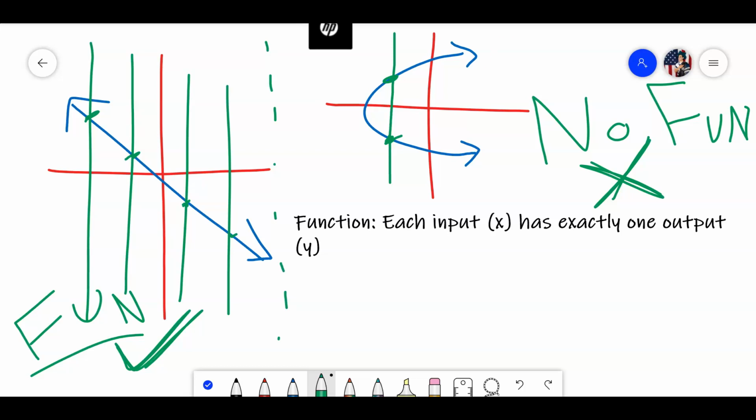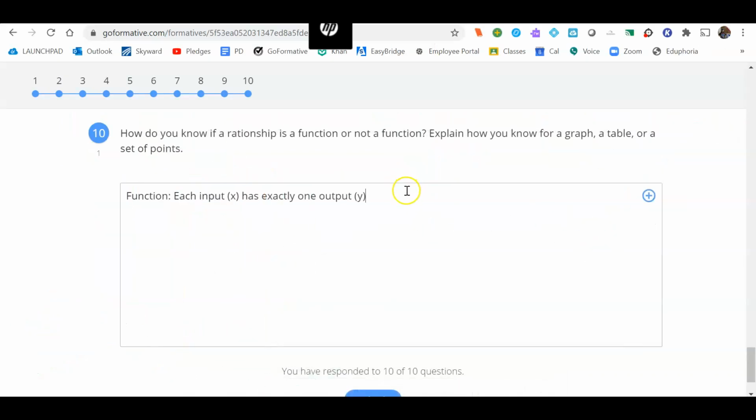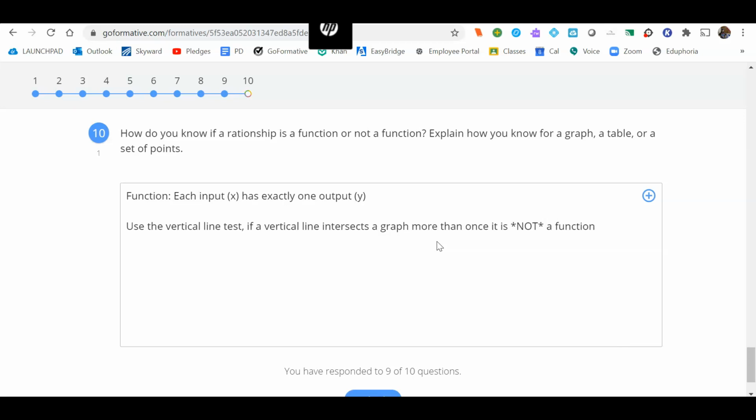Now let's answer this over here. How do you know for a graph? Use the vertical line test. If a vertical line intersects a graph more than once, it is not a function. That's one way to say it. Now, a table and a set of points.